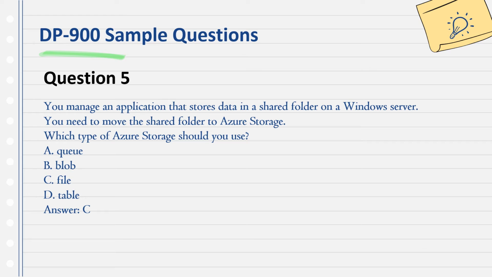Question 5. You manage an application that stores data in a shared folder on a Windows server. You need to move the shared folder to Azure Storage. Which type of Azure storage should you use? A. Queue. B. Blob. C. File. D. Table. Answer: C.